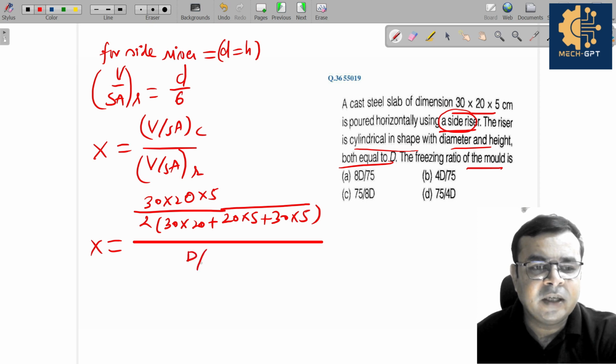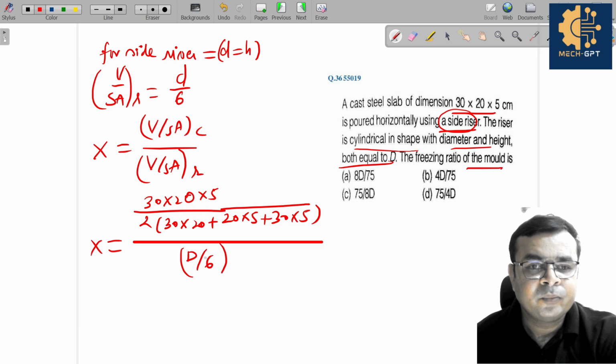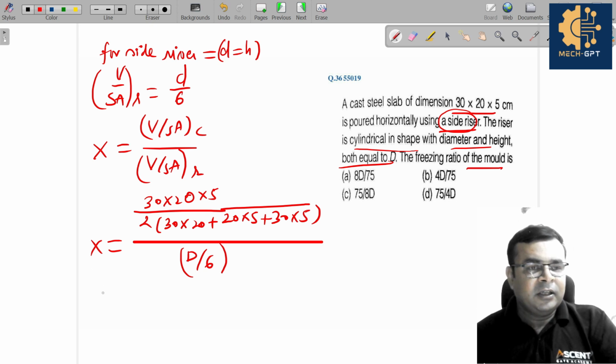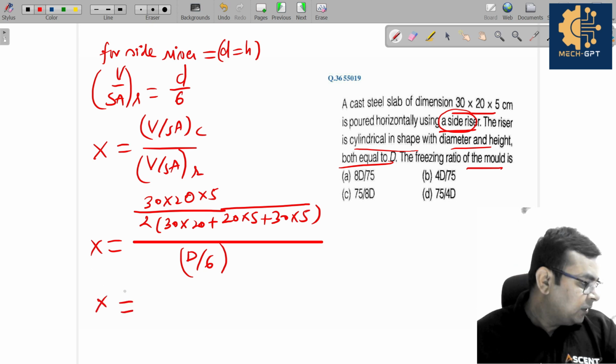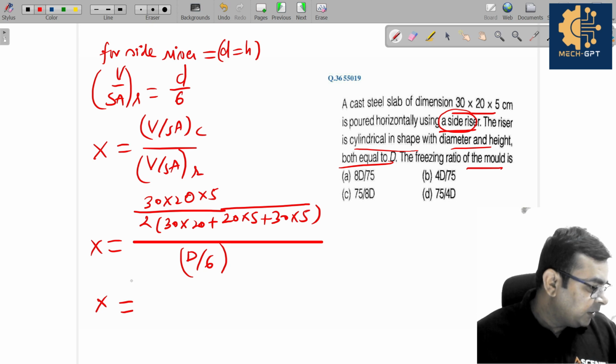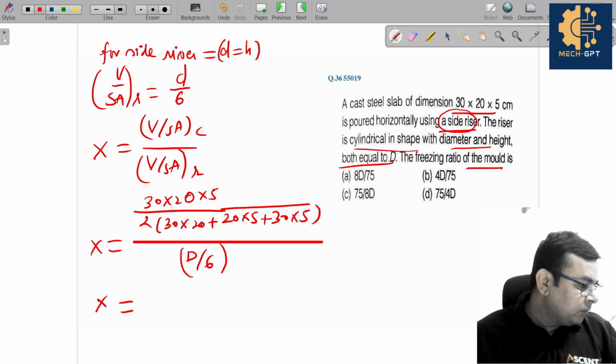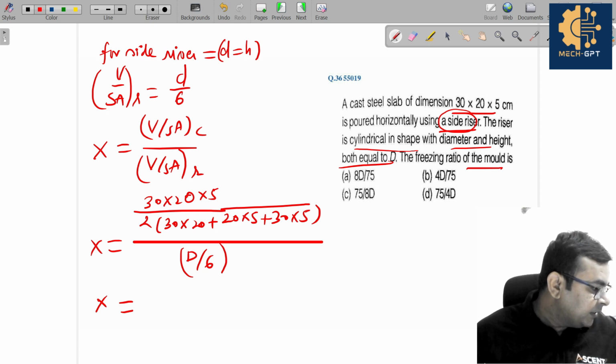No, this is not given, so let's say this is D by 6. This is D by 6. So now if you simplify this, so let's see. If I talk about the correct answer for this question, so this is 8D by 75.